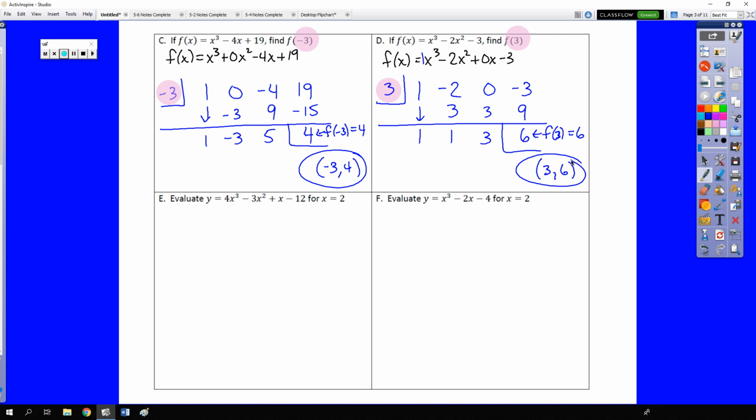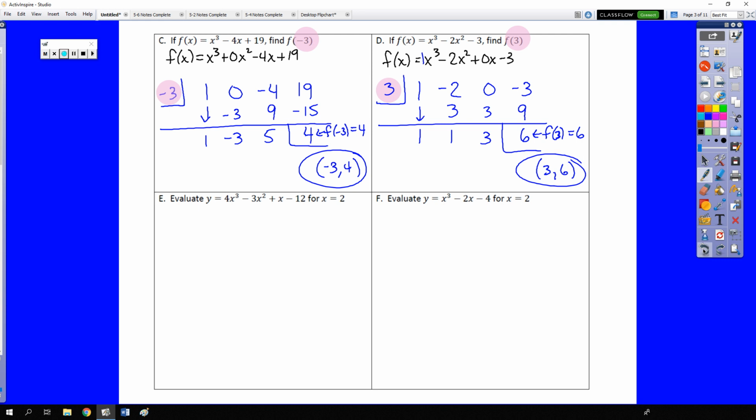All right, I think we only have 2 more examples here in this lesson. So again, if you haven't done so yet, you should pause the video and try those 2 examples on your own, and then resume the video to see how you did. On letter E, we're looking at y equals 4x cubed minus 3x squared plus x minus 12, and I just realized that there is not anything missing there.